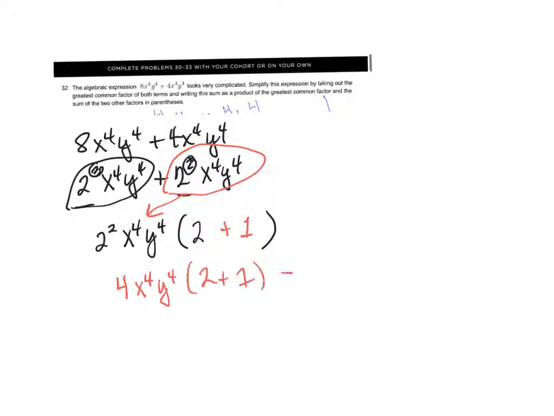So let's just check that I did that right. Whenever you want to check if you factored something right, you just distribute again, yes? So this would be 8x to the fourth, y to the fourth, plus 4 times 1 is 4x to the fourth, y to the fourth. So did I get the same thing I started with? Yes.